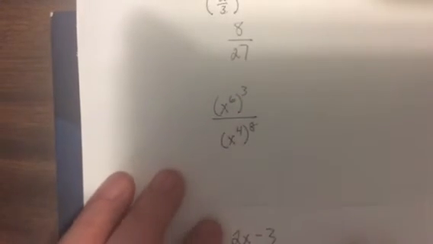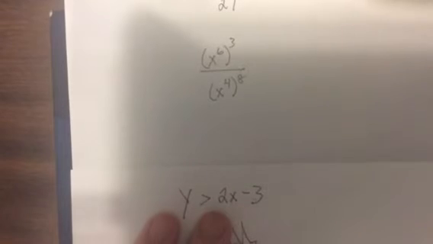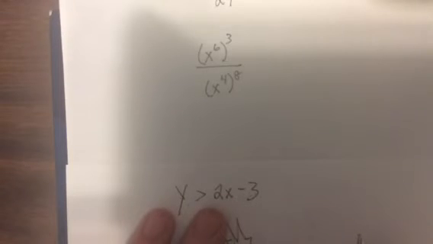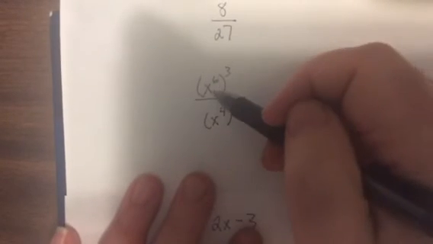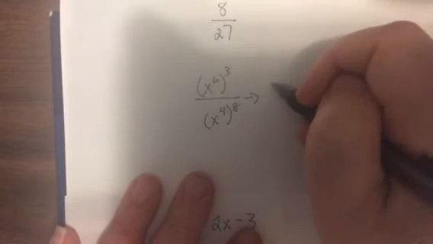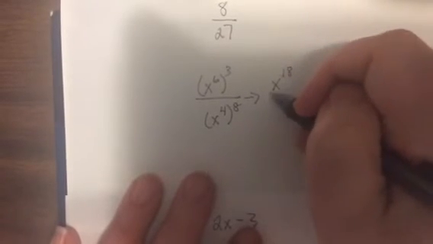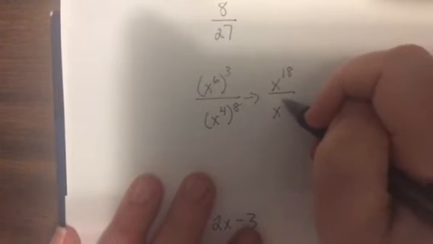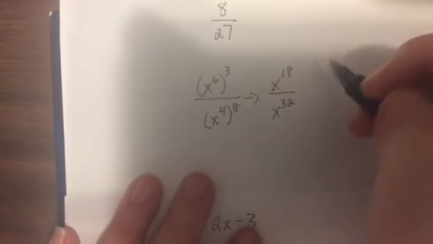What is... Oh, that is a tricky one. So I notice freeze the frame if you're having trouble. You need more time. So when you have a base to a power, then you raise another power, you multiply. So this would be x to the 18th over x to the 32.